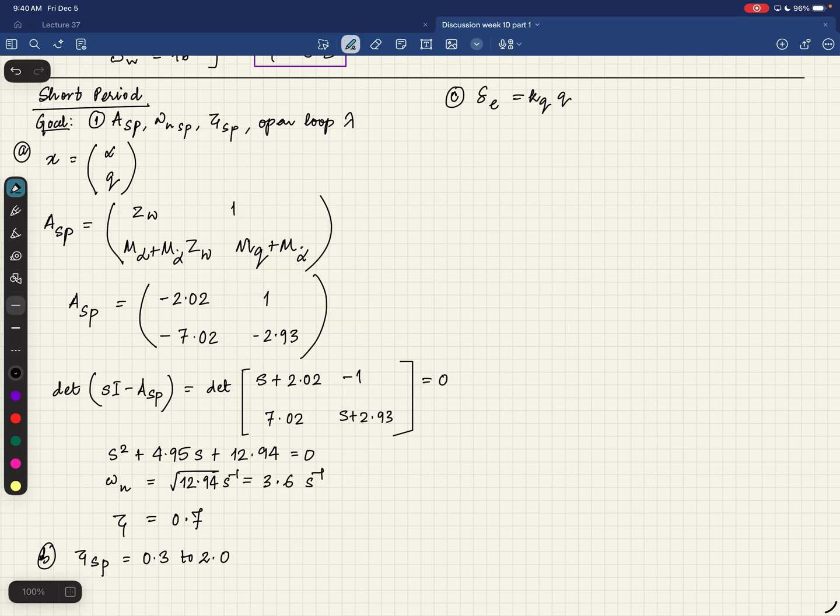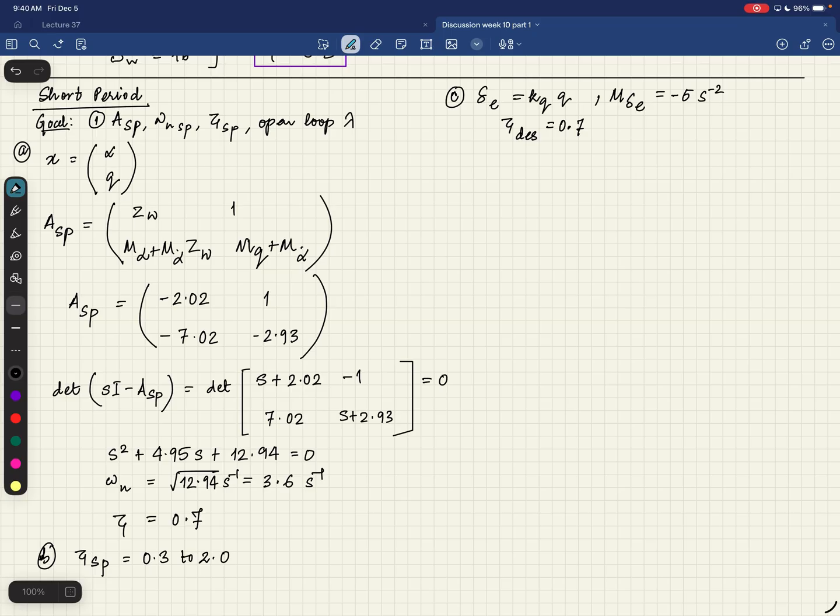If the control derivative is given, let's say that M delta E is given as negative 5 per second square, determine the gain kq required to increase the damping ratio. So the damping ratio desired is going to be 0.7. Okay, so how are we going to tackle this?